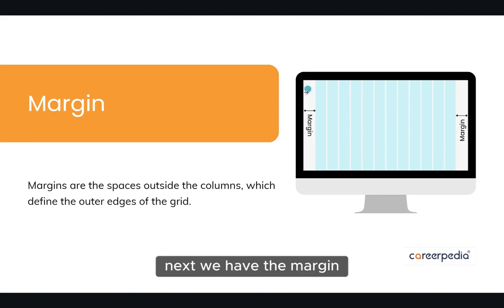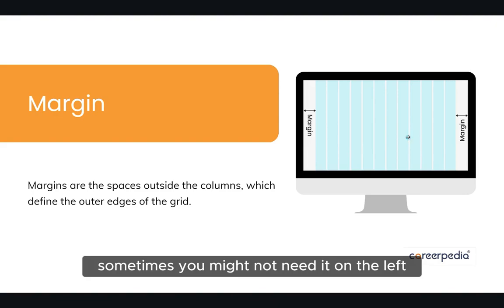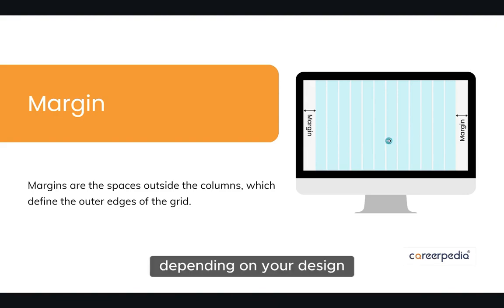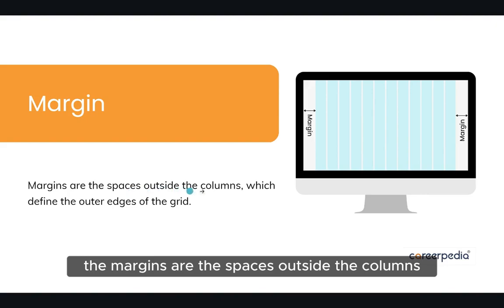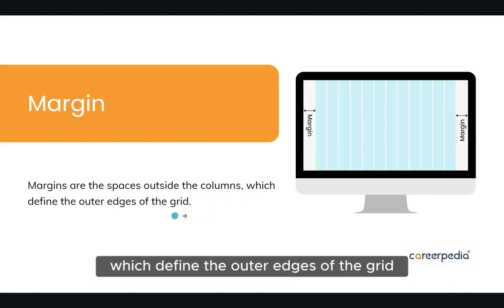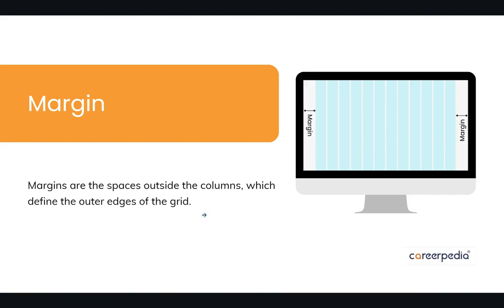Next, we have the margin. It is on both the left and right side. Sometimes you might not need it on the left, or sometimes you might not need it on the right, depending on your design. So you can also define the margins. The margins are the spaces outside the columns which define the outer edges of the grid.